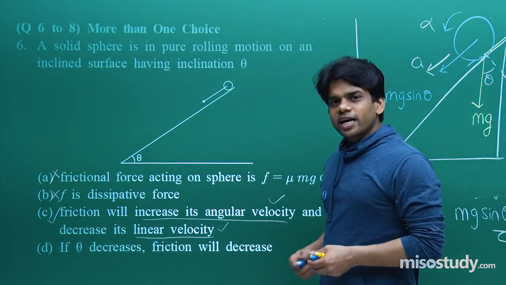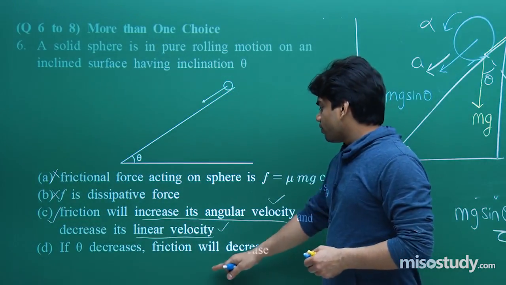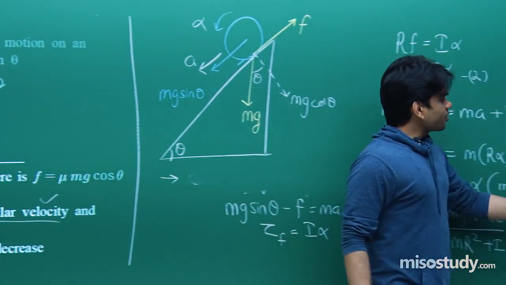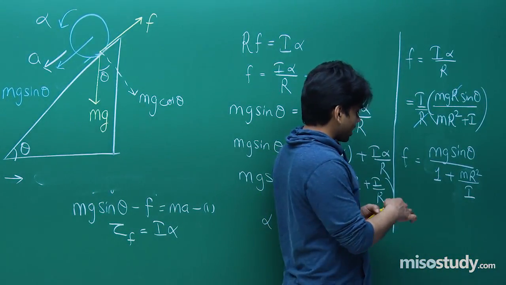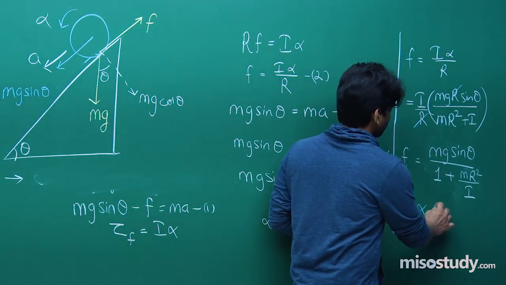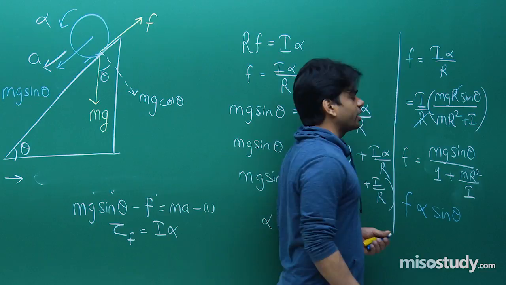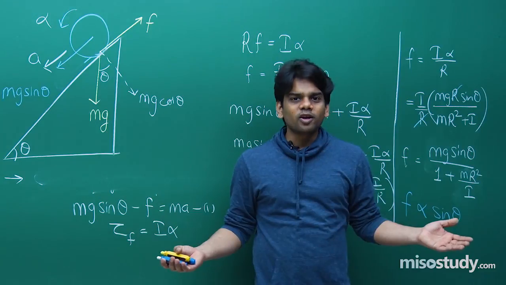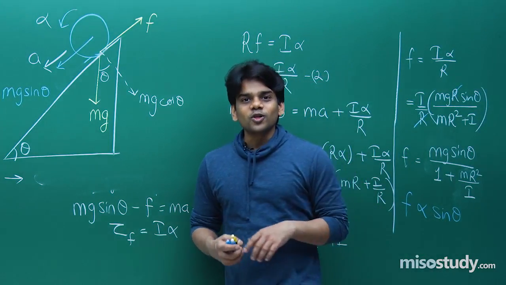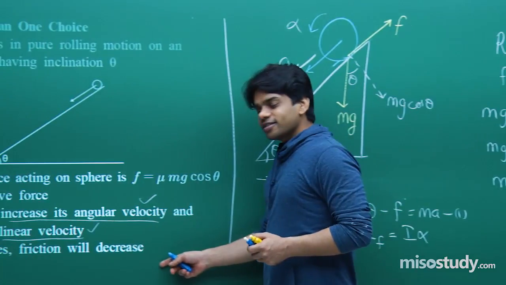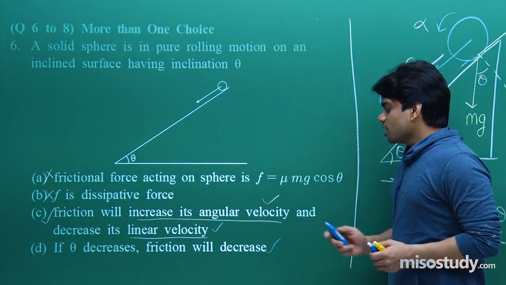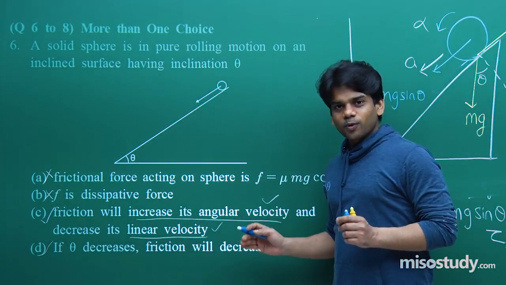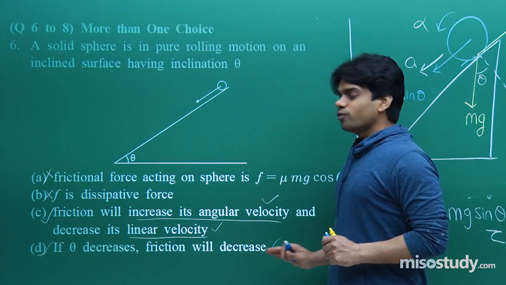D, if theta decreases, friction force will decrease. Check the equation of friction force once again. F is equal to mg sin theta. Can we write this as F is proportional to sin theta? The rest of the terms can be treated as constant. So decrease the theta, decrease the friction force. That is what we can obtain from this equation. So option D is also the right option. If theta decreases, friction will decrease. Yes, it is going to decrease. So D is also one of the right answers. So if you mark C and D both as the correct answer, you are going to get full marks, plus 4 marks.